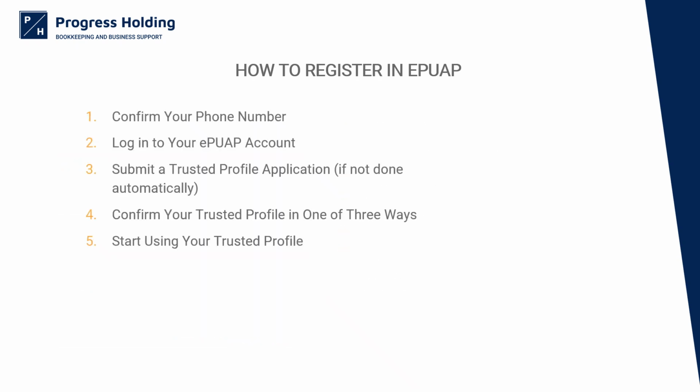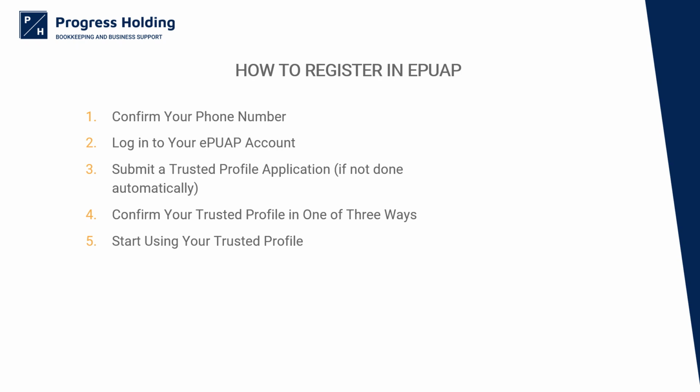Confirm your phone number. A verification SMS will be sent to the phone number you provided. Enter the code and confirm. If you entered your PESEL, a trusted profile request is generated automatically. Log in to your ePUAP account. Click Zaloguj się, log in, and use your username/email and password.